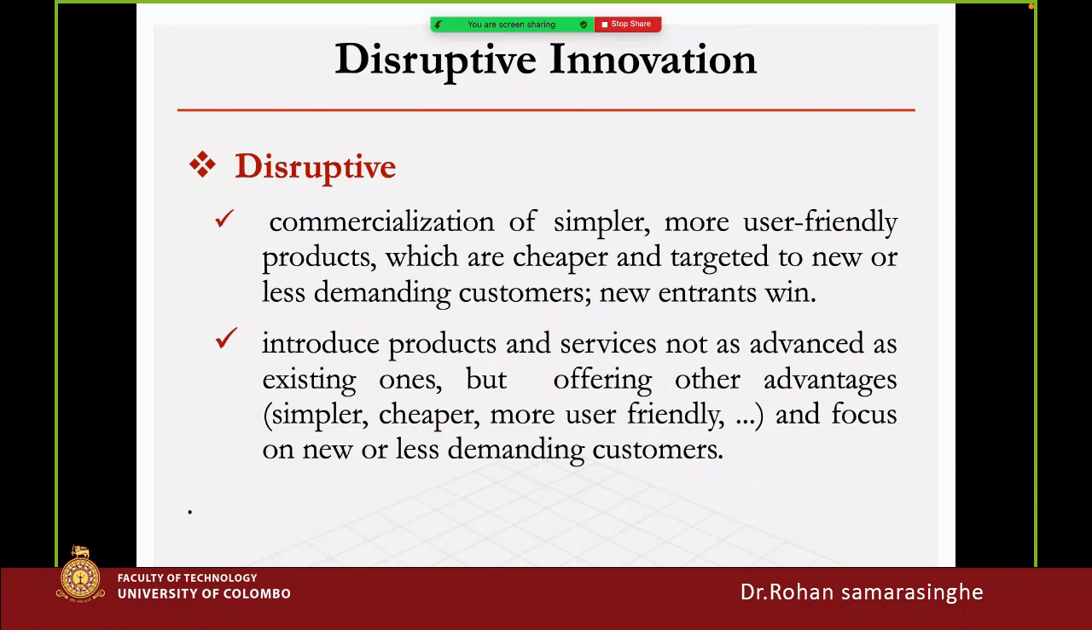Disruptive innovations, actually commercialization is simpler. So commercialization is simpler means the low end customers always find these products more user friendly, so that you can find some user friendly characteristics, and which are cheap and targeted to the new or less demanding customers. This we call the new entrance to the market.